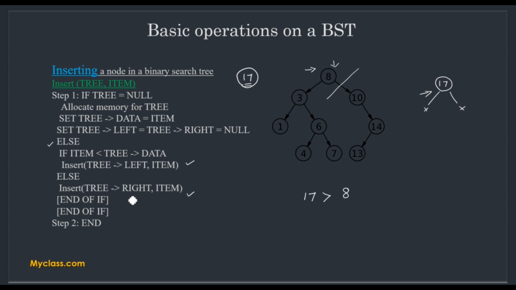Now again we call insert tree right, item. So again we have tree right with the value 10. Our tree value is 10. Tree is not equal to null, so that is not going to execute. It is executing this one.